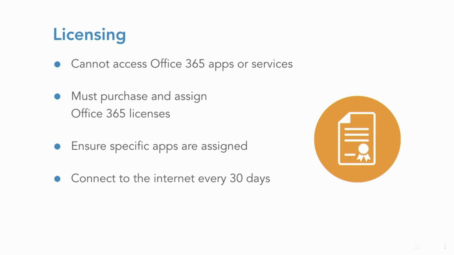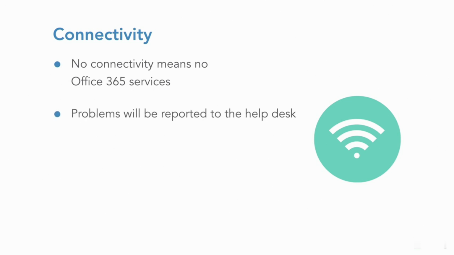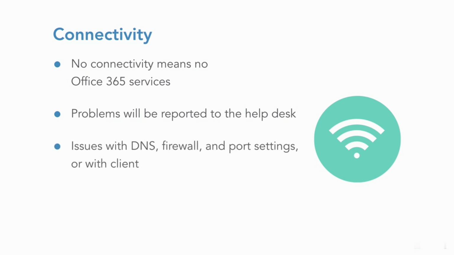Because Office 365 is delivered over the internet, no connectivity results in no services. Users will call the help desk and report that they cannot send or receive emails, that they have no access to cloud apps such as Microsoft Teams. Maybe they cannot access files saved in OneDrive for Business. The cause could be due to problems or issues with your DNS, firewall, or ports, or their configuration. Perhaps on their client device they have a failed network stack or a VPN fault that you need to troubleshoot.